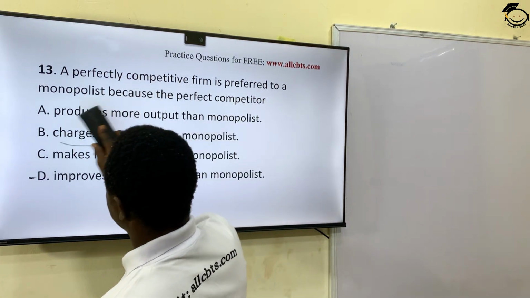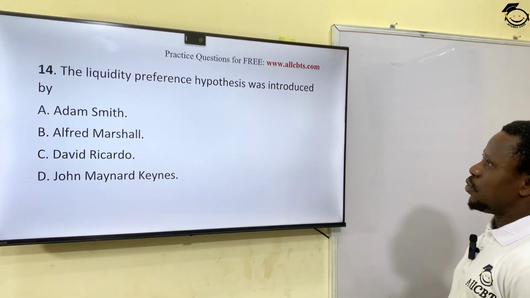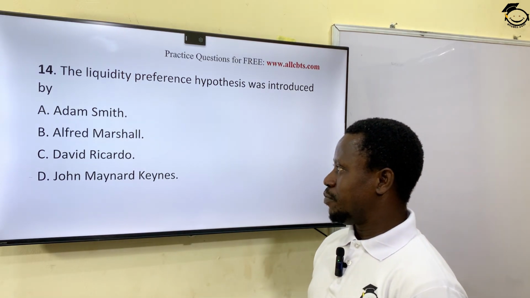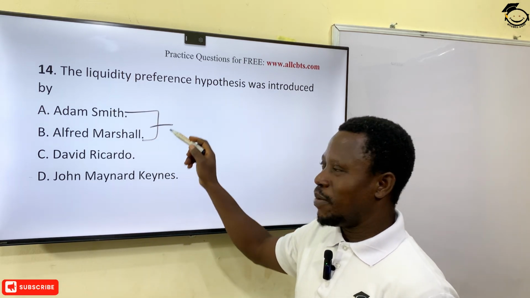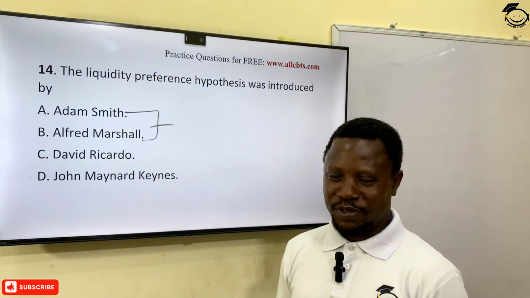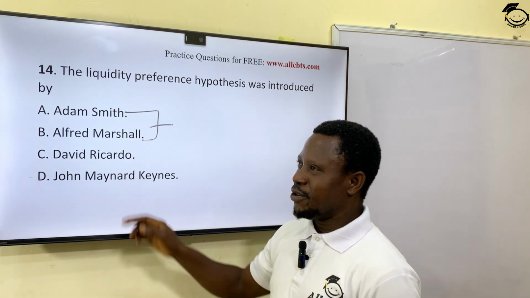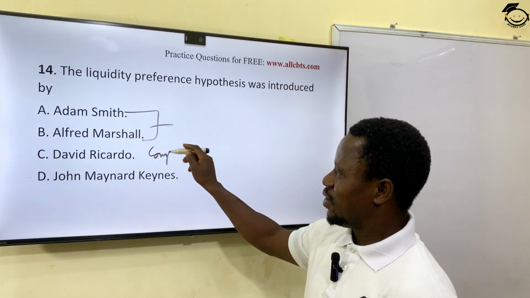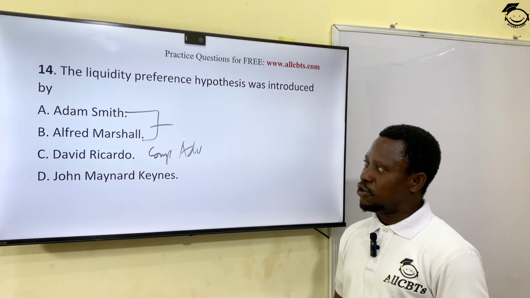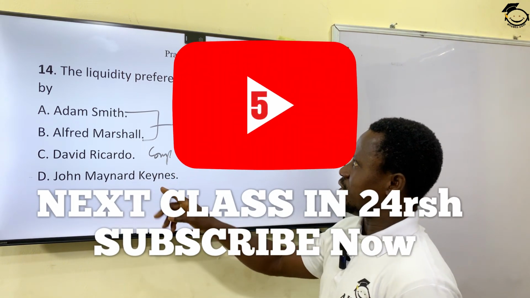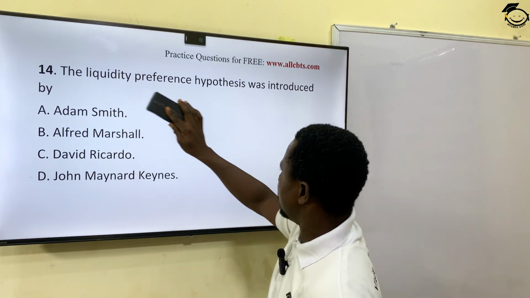Let's see the next question. The liquidity preference hypothesis was introduced by Adam Smith, Alfred Marshall, David Ricardo, or John Maynard Keynes. Adam Smith and Marshall are popular when you talk about the definition of economics. In fact, Adam Smith is said to be the father of economics, and Marshall also gave us his own definition, similar to that of Adam Smith. David Ricardo was talking about the law of comparative advantage. That is the economic principle that he brought. So it was Keynes that talked about liquidity preference. The option here is option D, John Maynard Keynes. Okay, let's see the next question.